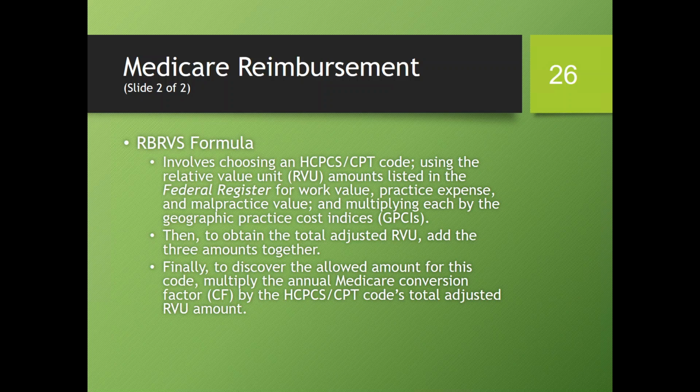Take this and multiply each by the Geographic Practice Cost Indices, or GPCIs. Then to obtain the total adjusted RVU, you're going to add the three amounts together. Finally, to discover the allowed amount for this code, multiply the annual Medicare conversion factor, or CF, by the HCPCS CPT codes total adjusted RVU amount.